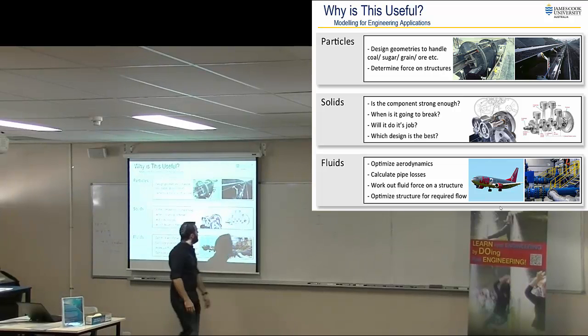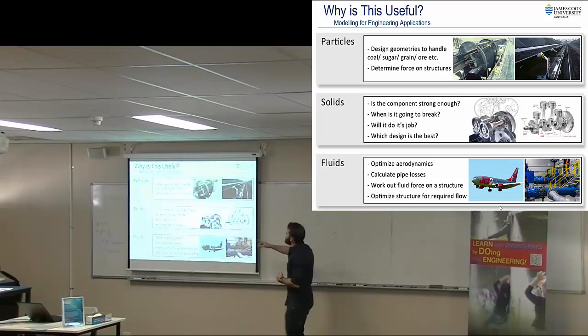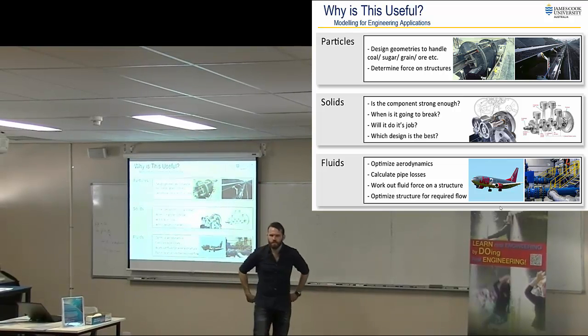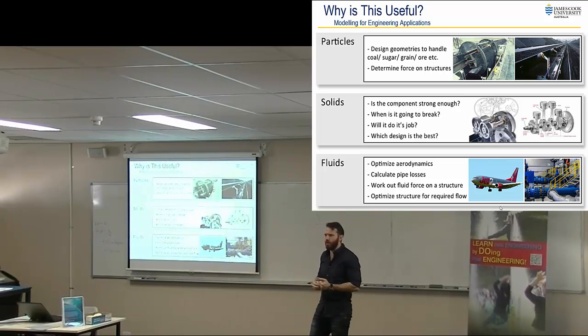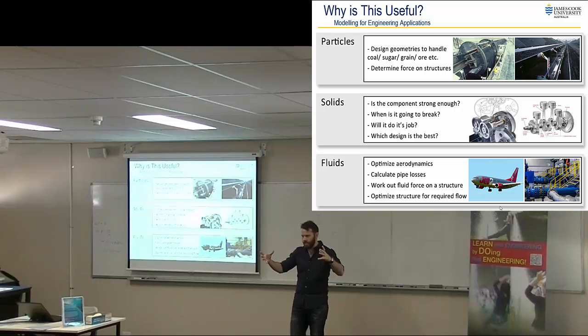Alright, why is it useful? Well, I talked a bit about particles. This picture here is a tippler. Has anyone seen a tippler before? So that's an entire rail carriage full of coal. And a big problem that they have with rail carriages full of coal and other bulk materials is a lot of them are designed to have trapdoors. And they open the trapdoor and all the material is supposed to come flowing out.